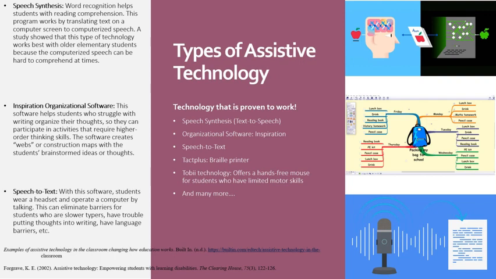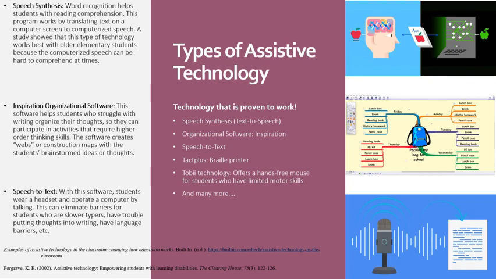Now, in the middle underneath those, I had Tact Plus and Tobii Technology. I thought these were pretty interesting to also kind of talk about. Tact Plus is a readily available Braille printer that teachers can use. I thought this was pretty interesting because I haven't heard of that kind of technology before. And then Tobii Technology is a software that offers a hands-free mouse for students who have limited motor skills.